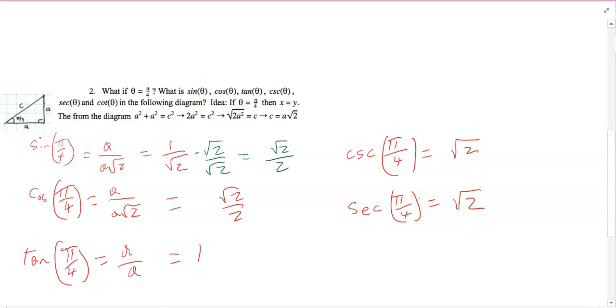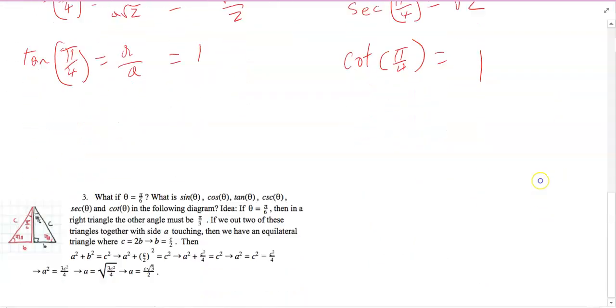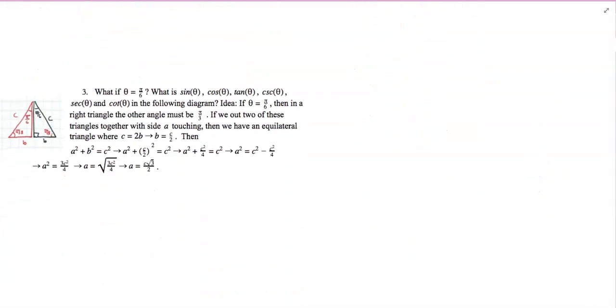And then the cotangent of pi over 4, again, it's just 1 over 1, which is just 1, right? So there goes your functions. What if theta is equal to pi over 6?